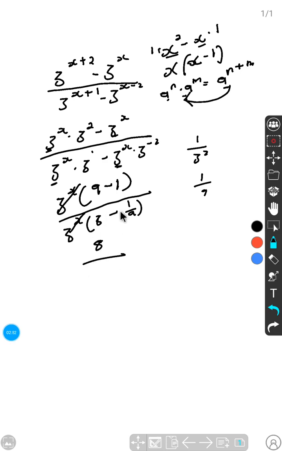And then if we calculate this, put it in a calculator, we're going to get 26 over 9. Then we simplify everything. 8 over 26 over 9, we're going to have 36 over 13.